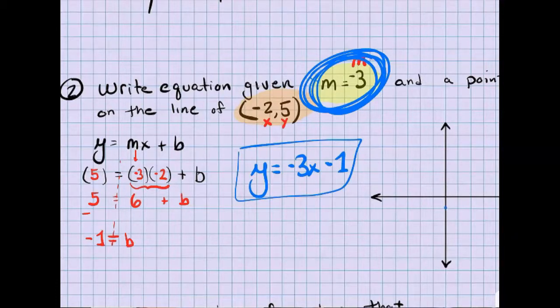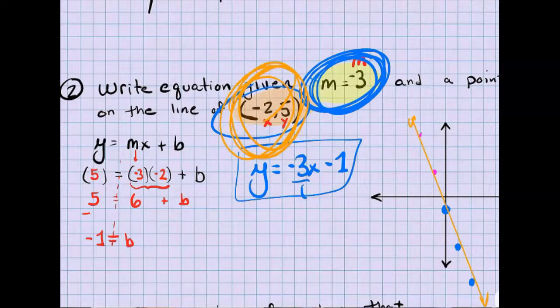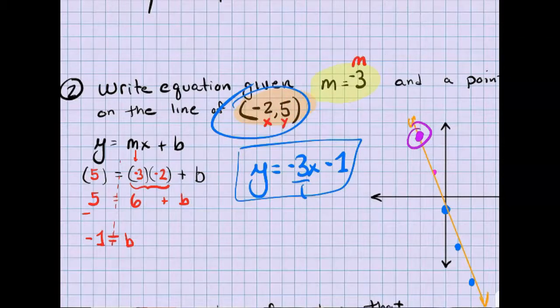And I can graph this. Let's see, -1 is the y-intercept, and then the slope is down 3 over 1. And if I'm really careful with my graphing here, and I was to connect these, notice that the point -2, 5 is on the line. So it worked out. But that's how you solve when you have a point and a slope.